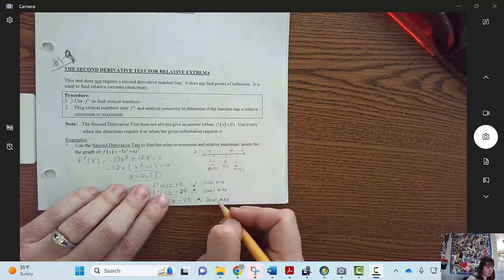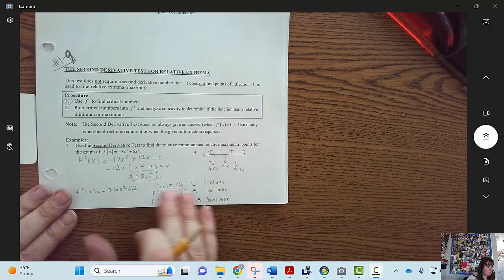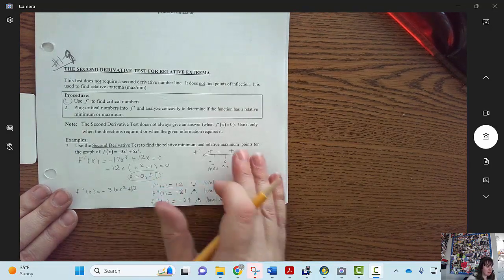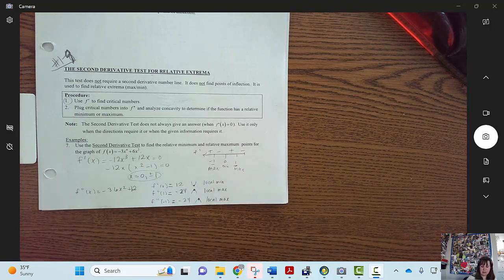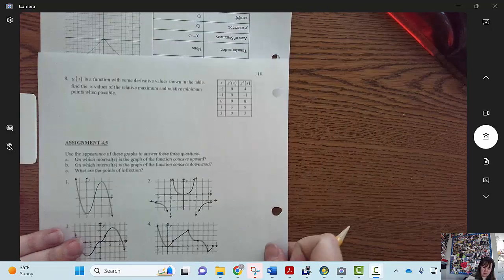Okay, so we got the same result, just doing it a different way, but we can use that second derivative. This feels like a little more plug and chug as opposed to analyzing, so it just kind of depends on what you prefer. Let's go ahead and look at the next example.